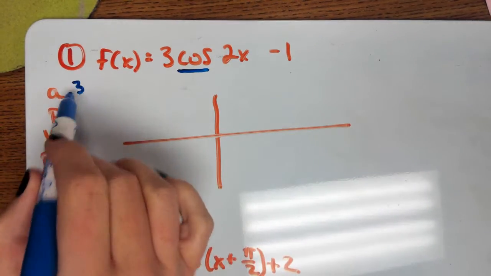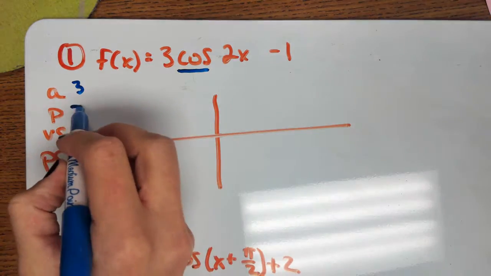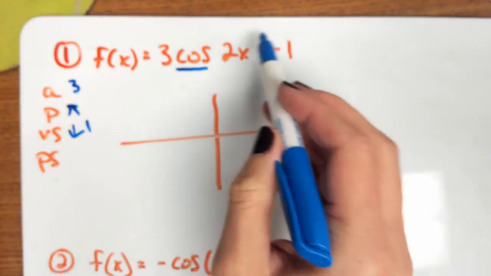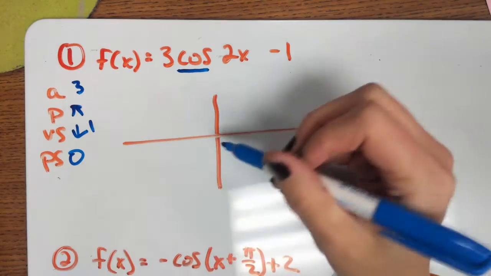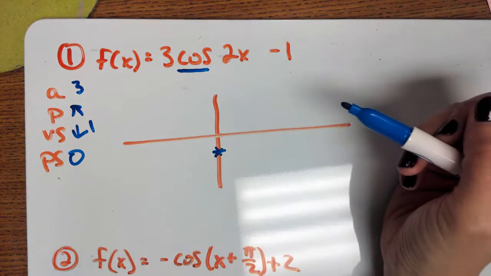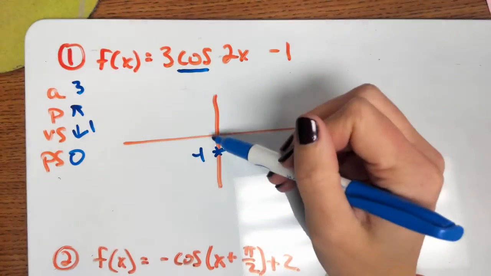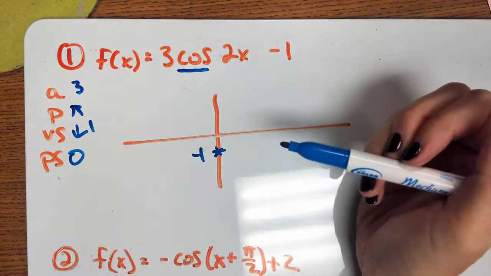So I find my information. Amplitude is 3. Period is 2 pi over b still, so that's just pi, 2 pi over 2. Vertical shift is down 1, and there's no parentheses, no c value, so we have no phase shift. So I'm going to start with my shifts first, and I'm going to go down 1. That's my new origin. So that is important because that is not a point on this graph. Cosine did not go through 0, 0, so it's not going to go through this new 0, 0, basically.